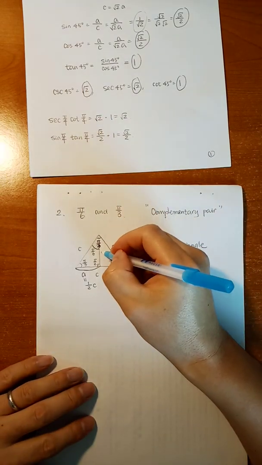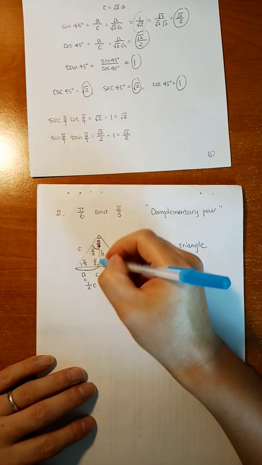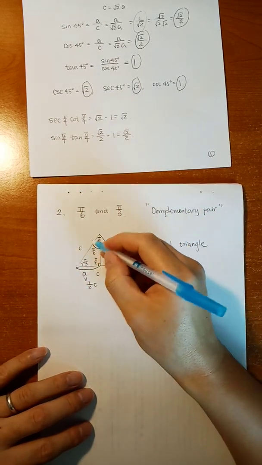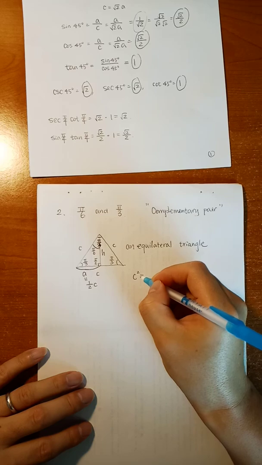Okay, then what is the height? The height will be b, right? The opposite side for pi over 3. So this is a right triangle, we have the Pythagorean theorem.